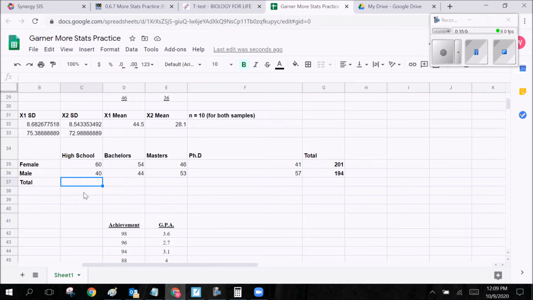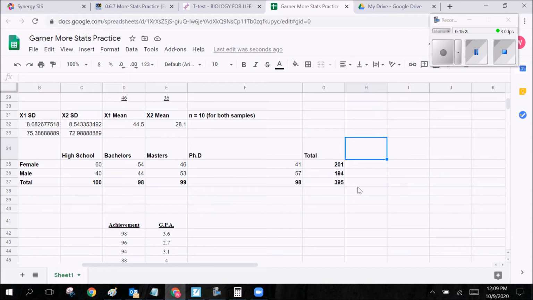Over here for my column totals, I'm going to say equals, click, plus, click, equals. And then I can just go ahead and drag that over here as well. Boom, I'm good to go. So now I have my row totals and my column totals. Why did I need those? Because remember, you need those for your expected value when you're working with a contingency table.